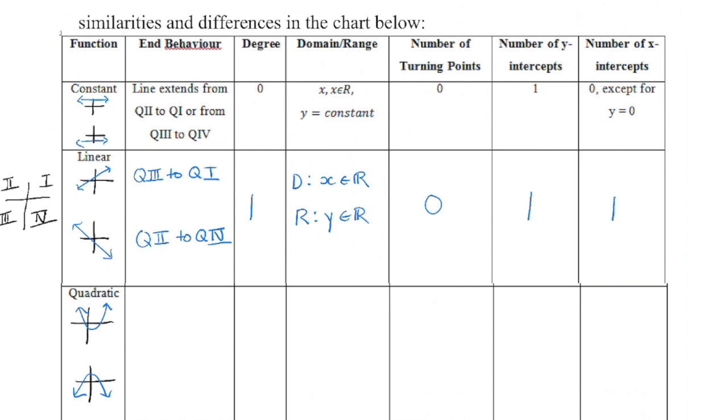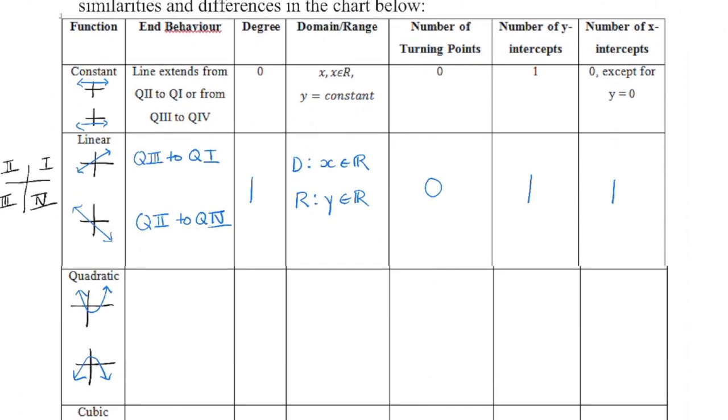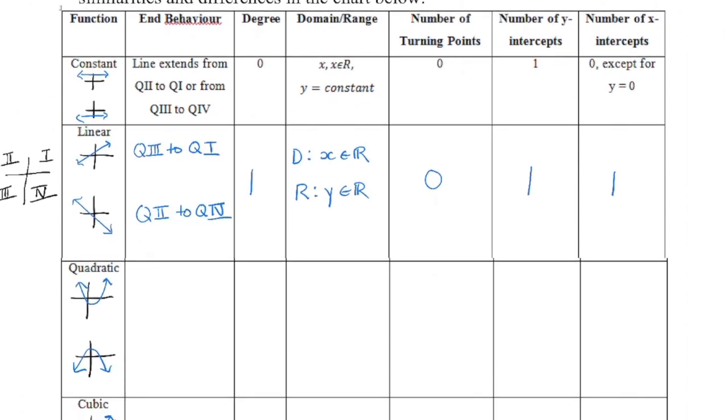All right, quadratics. If my parabola opens up, then I am coming in quadrant 2. I'm going out quadrant 1. So my end behavior is come in quadrant 2, go out quadrant 1. If I open down, I come in quadrant 3, I go out quadrant 4. My end behavior is quadrant 3 to quadrant 4. And degree of a parabola we know is 2.